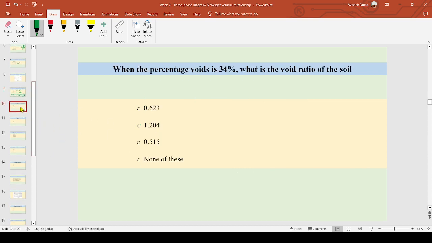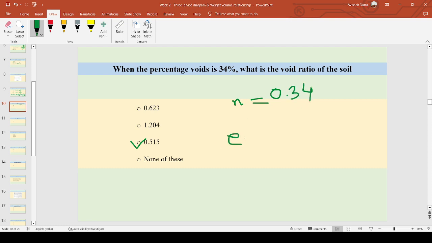Okay, next question. When the percentage void is 34 percent, what is the void ratio? Percentage void means what? Have you solved this question? Yes, sir. What is the answer? 0.515. Yes, very good. Percentage void means porosity. Porosity is n. If it is 34%, that is 0.34, because I have to find the void ratio in decimal. What is the formula?